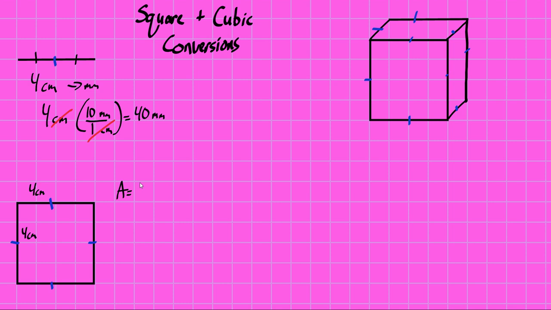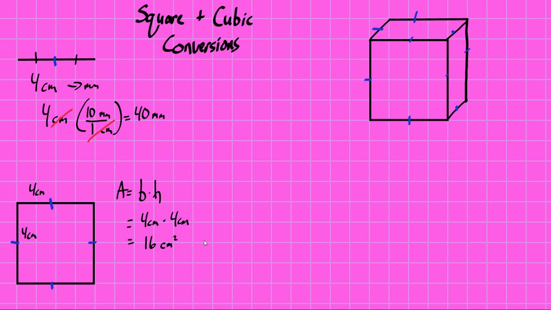Or I would use base times height, or we could say length times width, or we could say, since it's a square, side squared. Doesn't really matter. I like using base times height just because it's the same for all the shapes. It also reminds me that these two need to be at right angles. So we take 4 centimeters and we multiply by 4 centimeters, and we get 4 times 4 is 16, and centimeter times centimeter is centimeter squared. That's great, that's fine, that's the area.